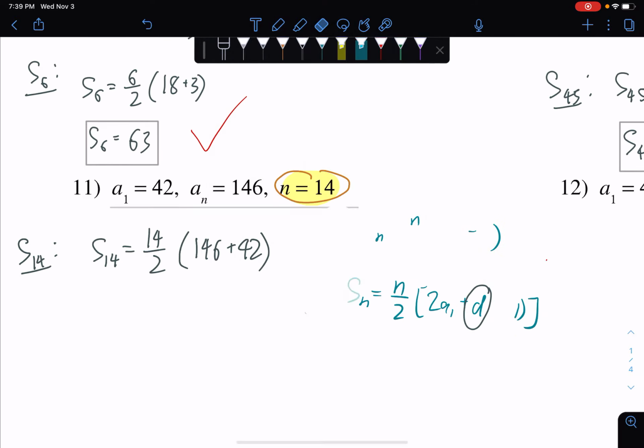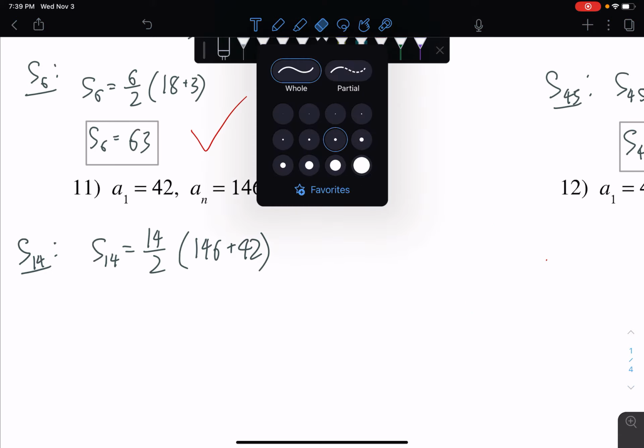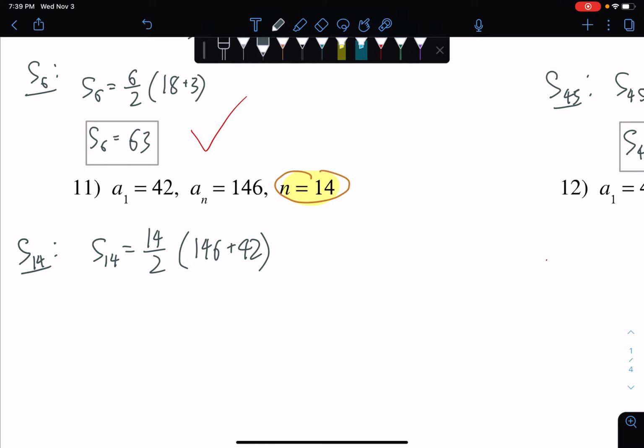Just make this eraser bigger. Okay. So S of 14 is equal to 14 over 2 times the quantity 146 plus 42. S of 14 is equal to 1316. There you go.